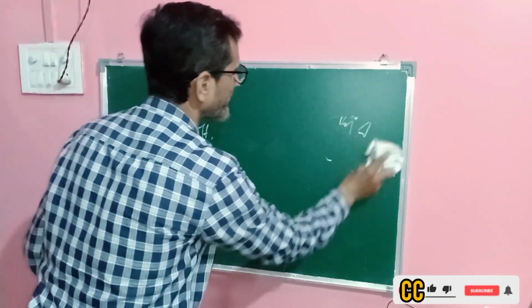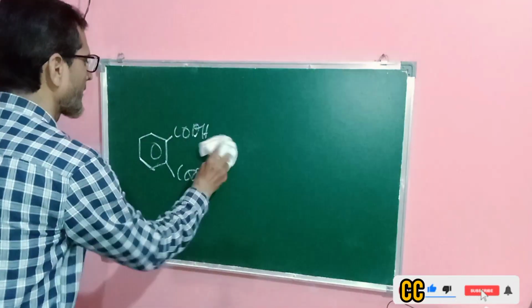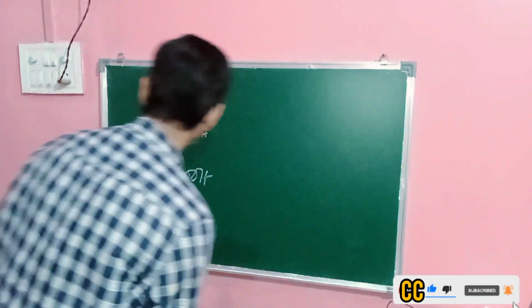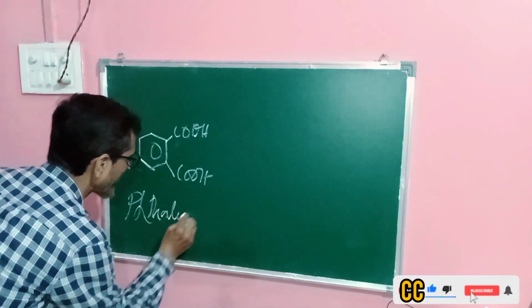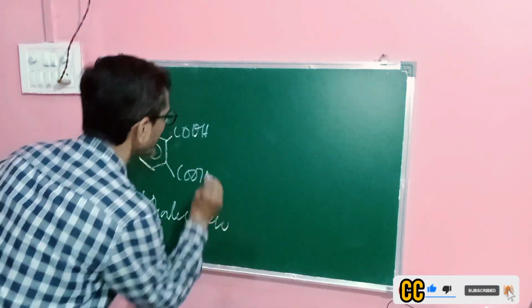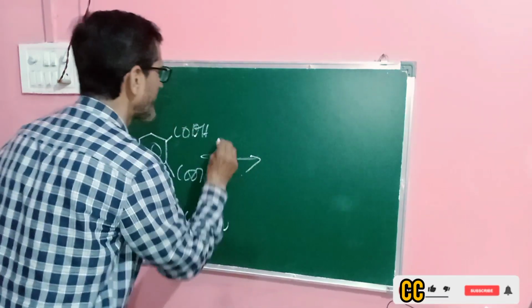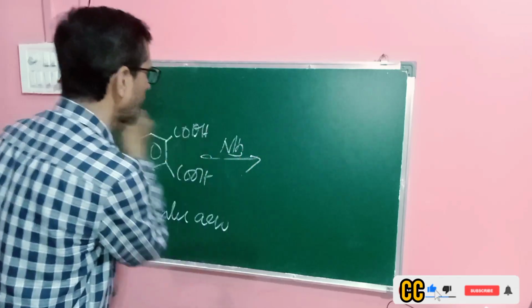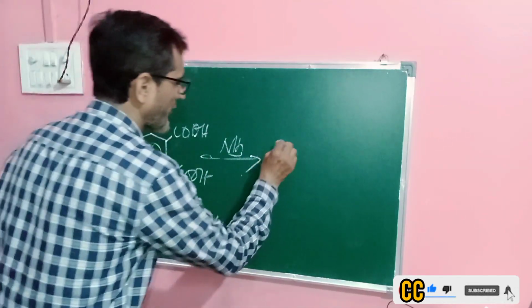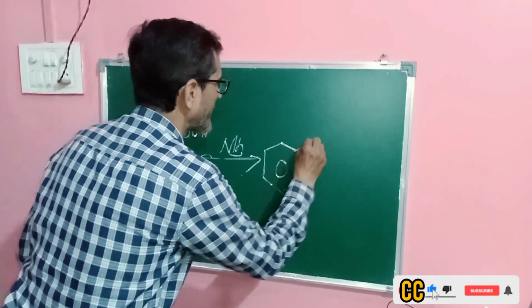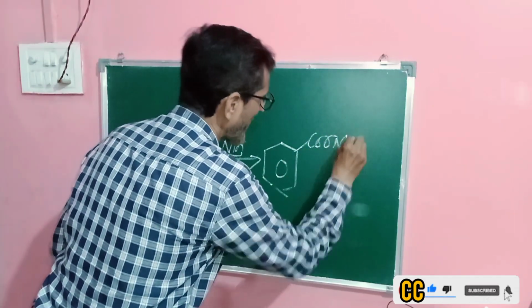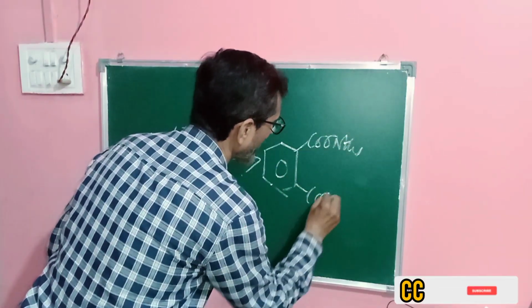This is phthalic acid. Phthalic acid. If you are given ammonia for the reaction, what will you do? Simple reaction, just as I have told a bit earlier.